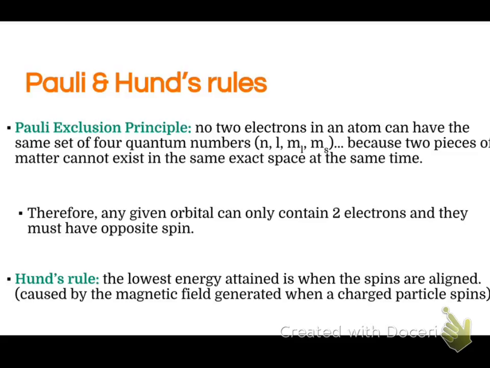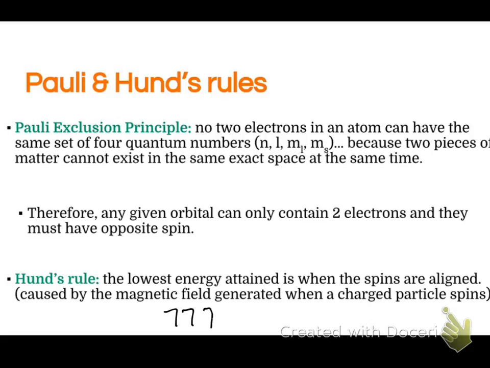The first one is called the Pauli exclusion principle, and it says that no two electrons in an atom can be the same. So they have to be different. They have to be spinning in a different direction, or they have to be in a different energy level. Hund's rule says that electrons have their lowest, which means most stable, energy when their spinning is aligned.